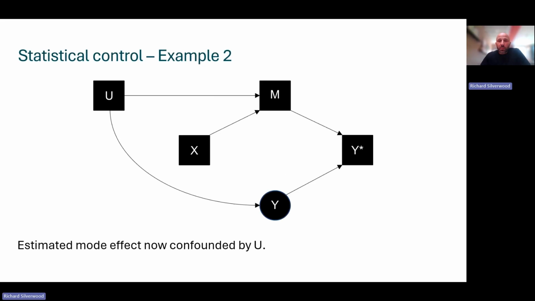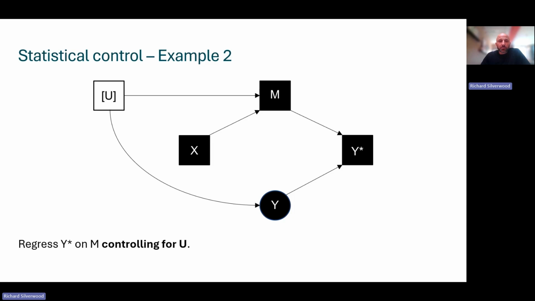In the second example, where we extended the DAG by adding the node U, that's a common cause of M and Y, this is no longer the case. So our mode effect, our effect of M on Y star, is now biased by a confounding backdoor path via U. So this path from M to U to Y star. In this case, because U has been observed, we can control for U. So now regressing Y star on M, additionally including U in our model, would allow us to unbiasedly estimate the mode effect.